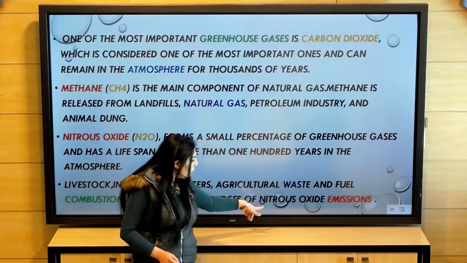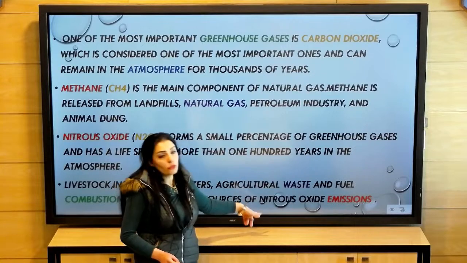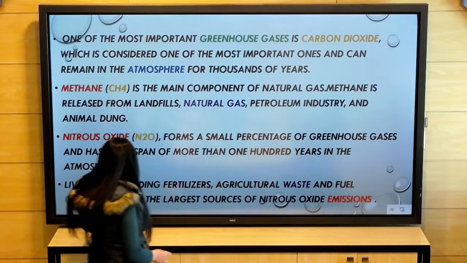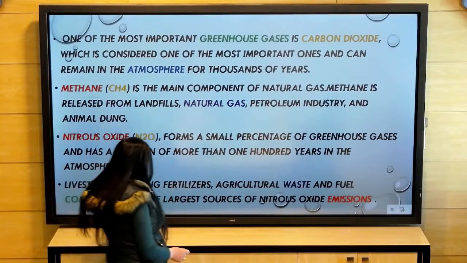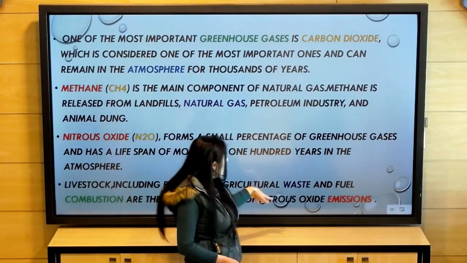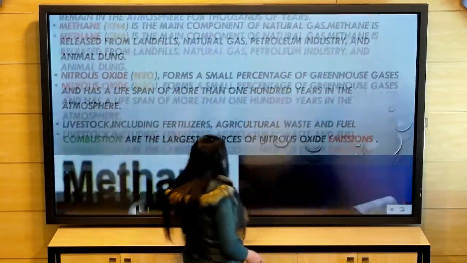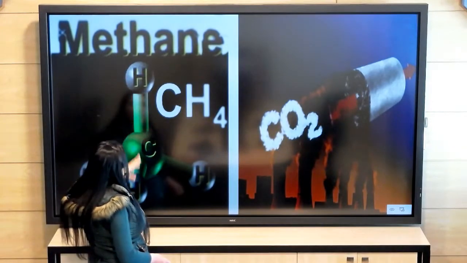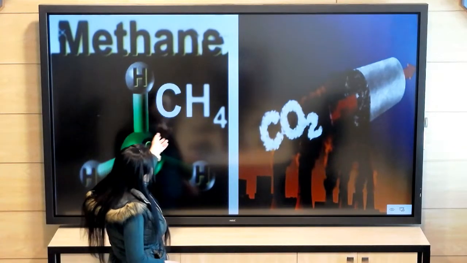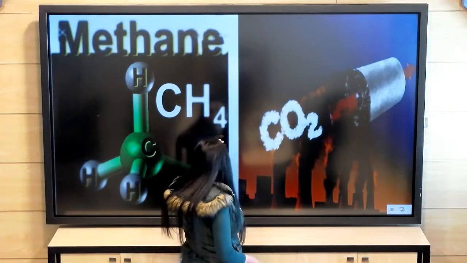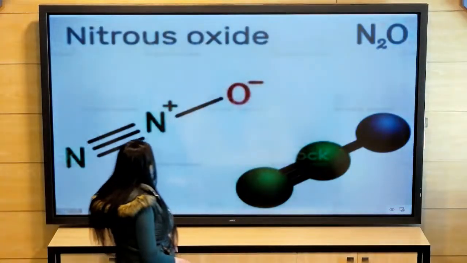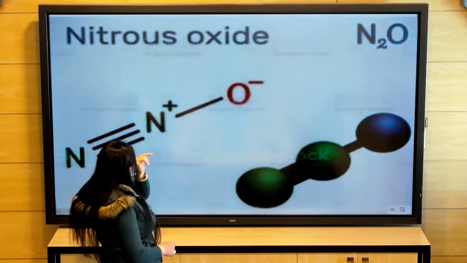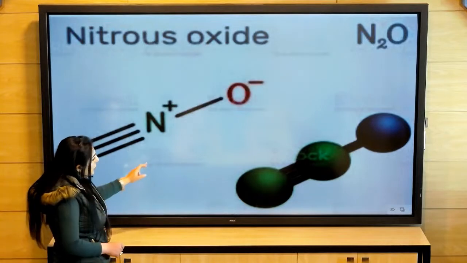So here we have also a new gas, which is nitrous oxide or N2O. It's released from fertilizers, agricultural waste, and fuel combustion. Here, as we see, we have the gas methane, CH4, we have CO2, we have nitrous oxide. These are its molecules and atoms.